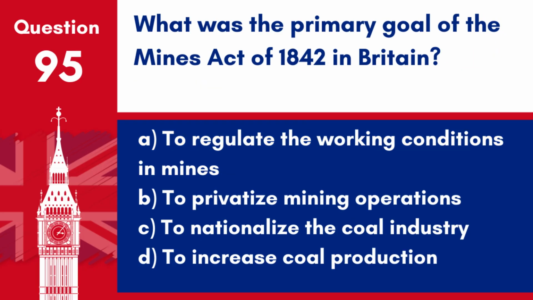Question 95. What was the primary goal of the Mines Act of 1842 in Britain? A. To regulate the working conditions in mines. B. To privatise mining operations. C. To nationalise the coal industry. D. To increase coal production.